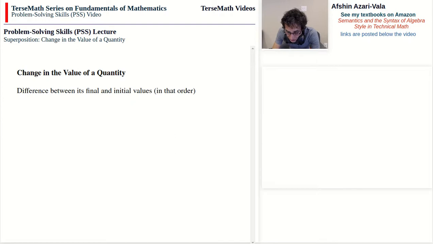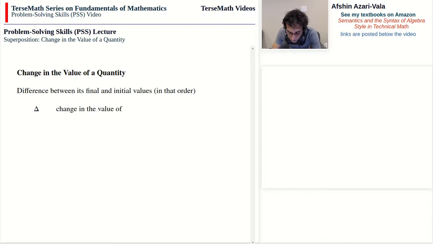Now, as far as change in the value of a quantity goes, we agree that it's going to be the difference between the final and initial values of that quantity in that order. So it's always the final value minus the initial value. Now, in order to represent the concept of change, we use the Greek capital letter delta, which looks like a small triangle. And delta will represent the change in the value of whatever follows it.